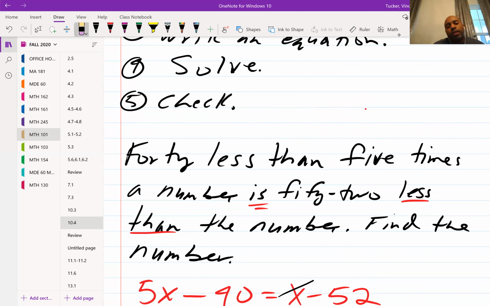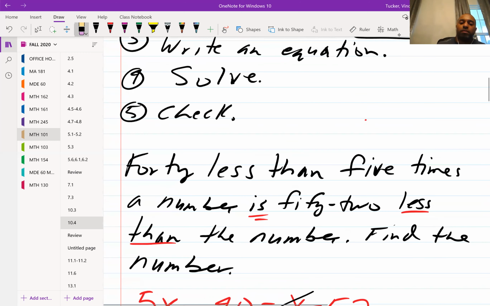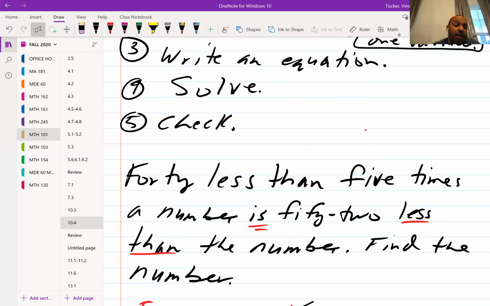So this next one we're looking at is: 40 less than 5 times a number is 52 less than the number. Find the number.